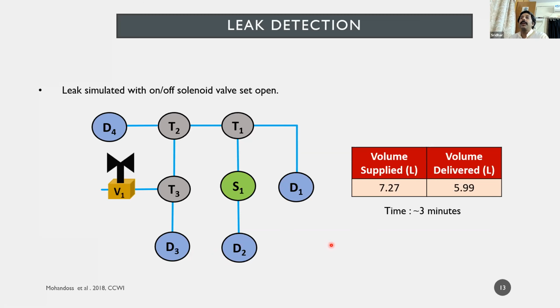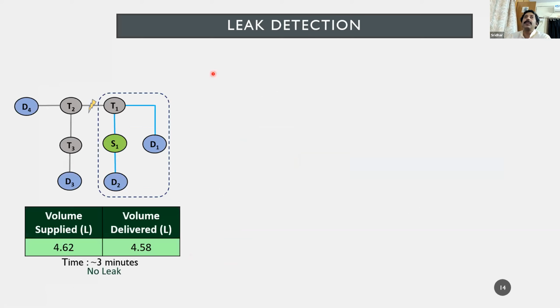But even though it's like a game that I'm playing now, I have simulated the leak, I'd like to ask you to imagine that you don't know where the leak is. So what we would do is first try and isolate. There could be many approaches to it. This is one of the approaches. You isolate this part of the network from this. So you put a valve over here and isolate this part of the network.